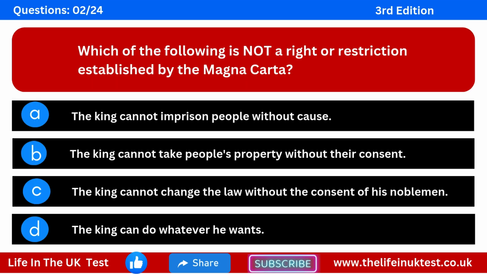Question 2. Which of the following is not a right or restriction established by the Magna Carta? Option A. The king cannot imprison people without cause. Option B. The king cannot take people's property without their consent. Option C. The king cannot change the law without the consent of his noblemen. Option D. The king can do whatever he wants.